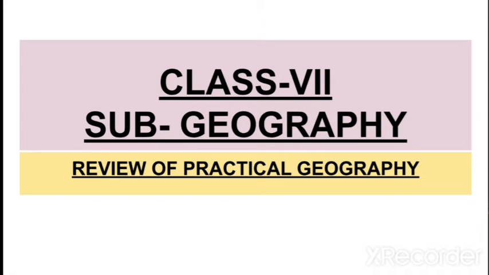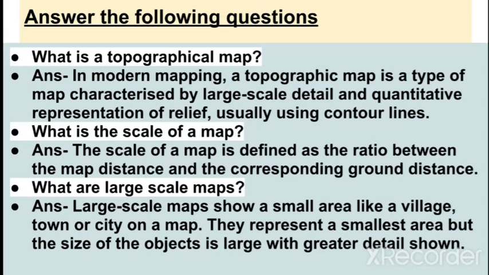Hello everyone. This part of the video will be discussing some question and answers for class 7 students from the first chapter. The chapter name is Practical Geography. Let us start with the question and answer. Number 1 question. What is topographical map?